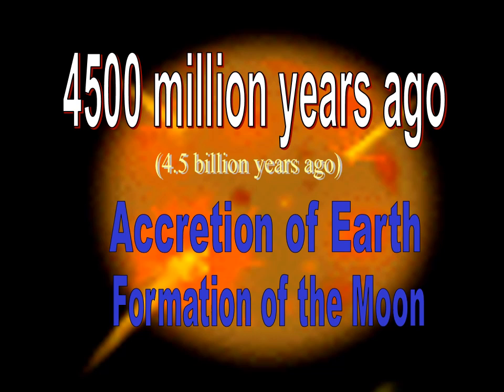We know that from a whole bunch of different scientific findings, including the fact that the same isotopes that are found on the moon are the same isotopes that are found on Earth, and they are approximately 4.5 billion years old.